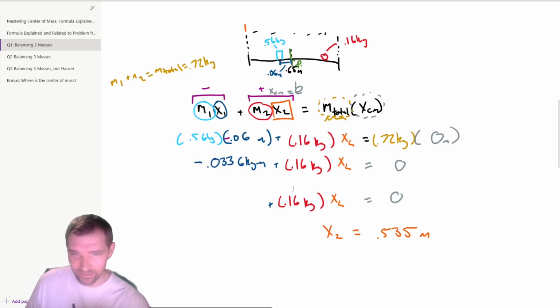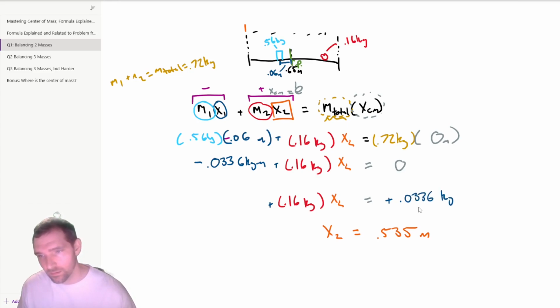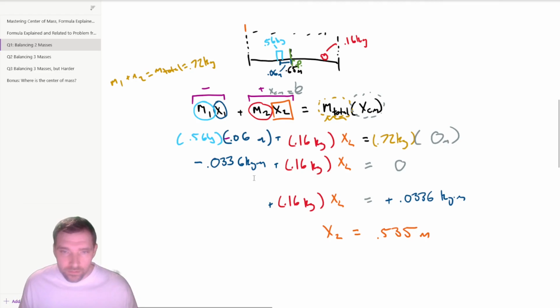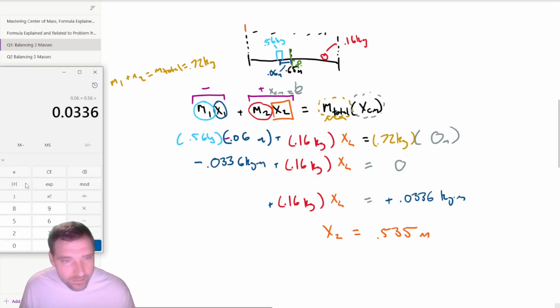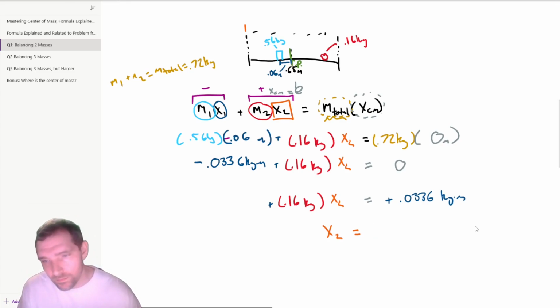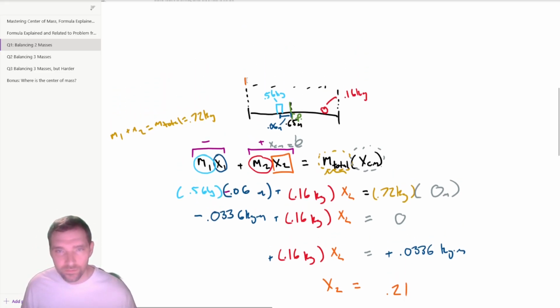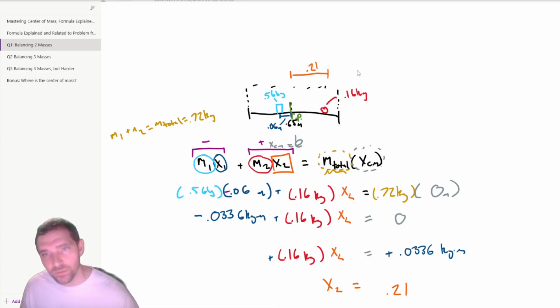And that should cancel out, so we can actually just bring it over to the other side. If we added that to both sides, we'd get this, and then you divide by the 0.16, and we get an answer of 0.21. So the distance that x2 is away from the reference point is going to be 0.21 meters.